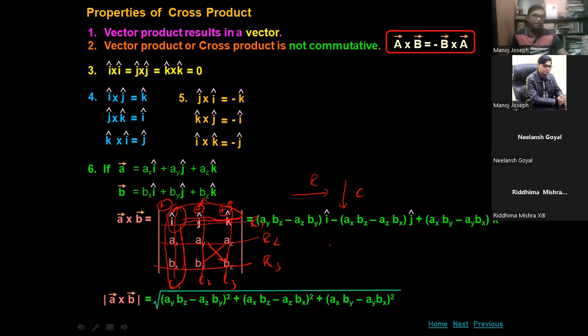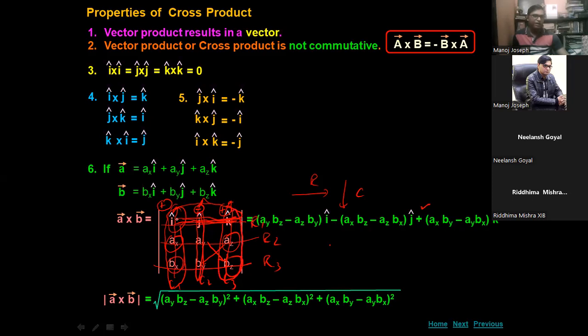Now the row and the column associated with the vector j cap, remove these, and you will notice these four elements. Now I multiply ay with bz, minus az with by, and out of the bracket j cap. Now the third element is positive again, so I put a positive symbol, and outside the bracket the third element is k cap.